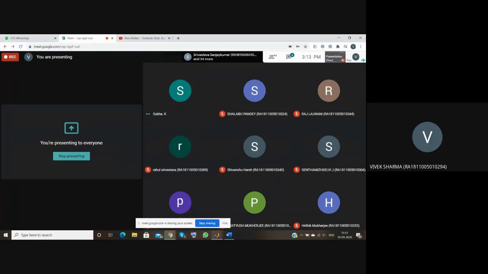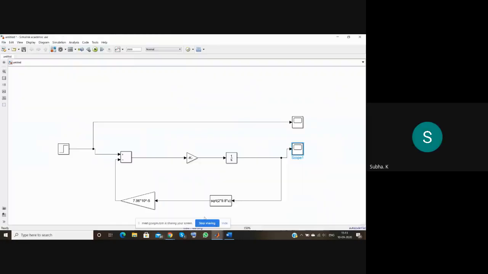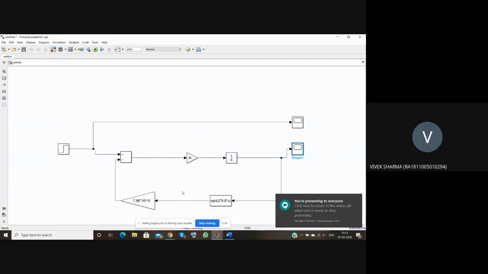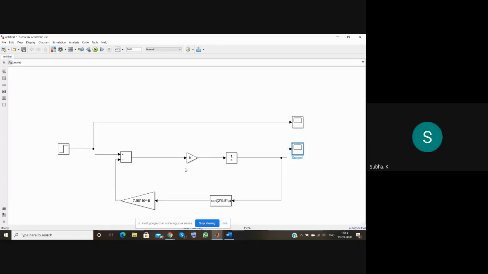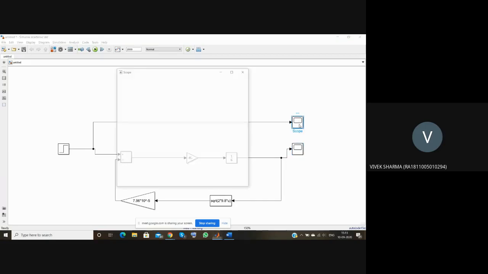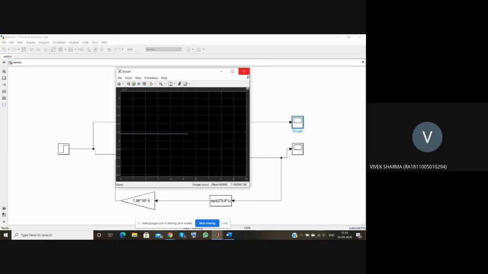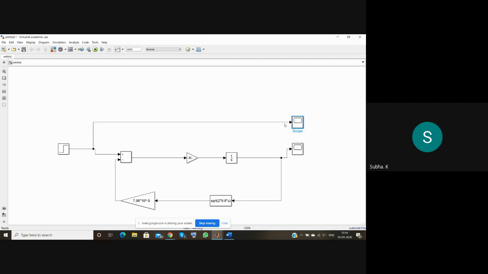Hello, ma'am. Can you see it, ma'am? Whose screen is this? Rahul. Hello. Vivek, you got the output? Ma'am, me Vivek only. Yes, ma'am, I got the output. Okay. Vivek, you got the output or not? Yeah, I am able to see. No, I'm not getting.